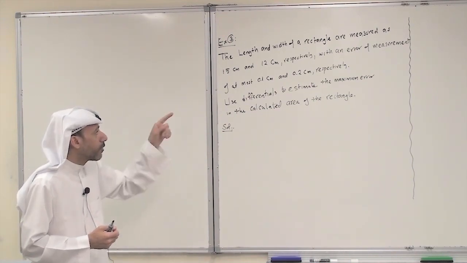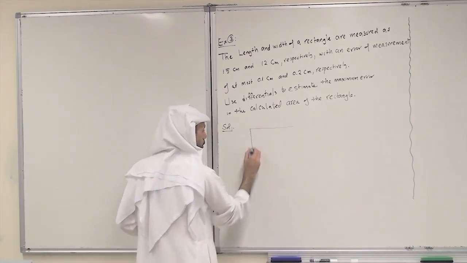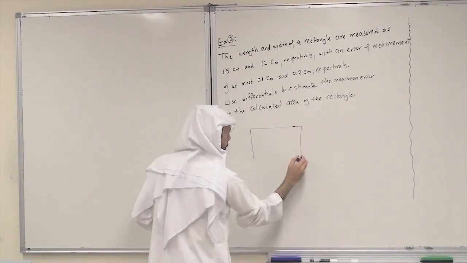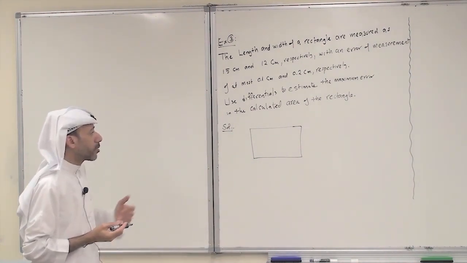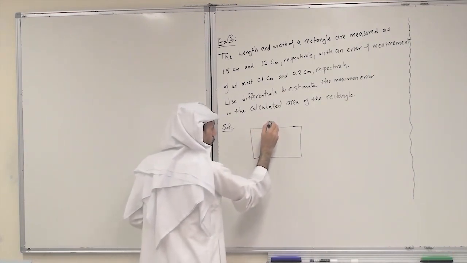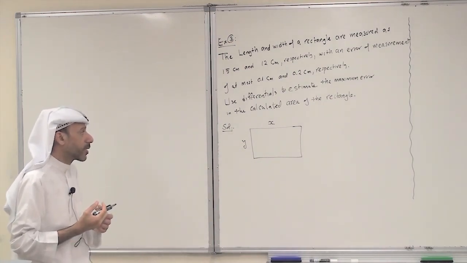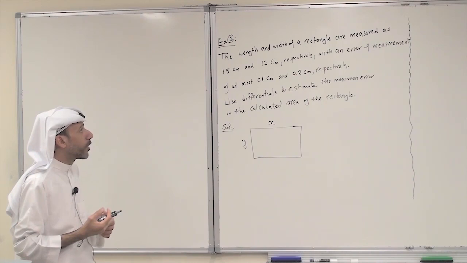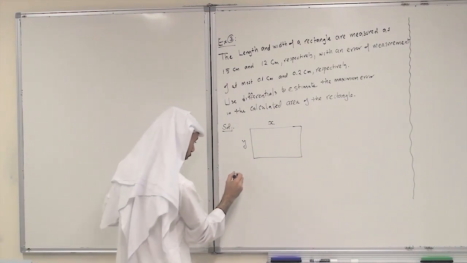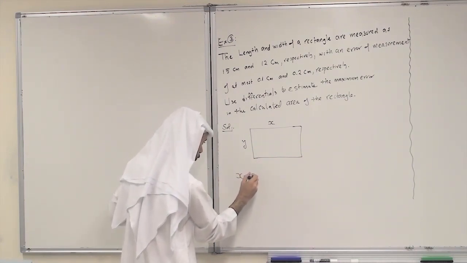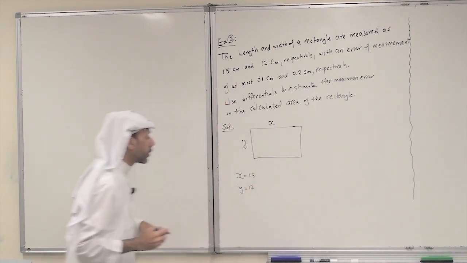So here we have a rectangle. Let's draw a rectangle here. The length and the width of the rectangle: I can take the length to be x, for example, and the width to be y. We just give them names as variables, x and y. The length and width of a rectangle are measured as 15 and 12. So I have x equals 15, this is the given information, and y equals 12 centimeters.